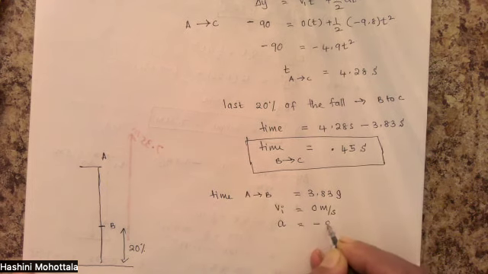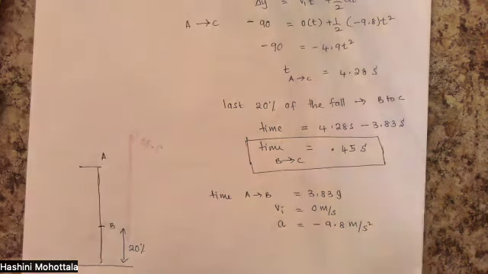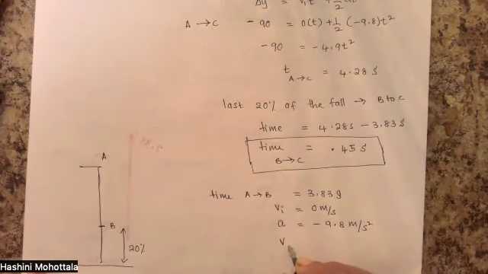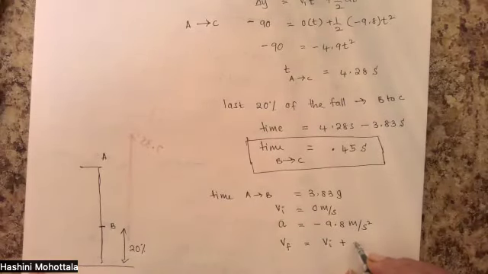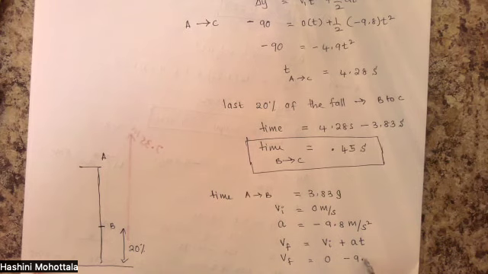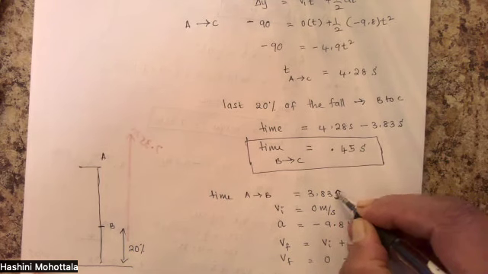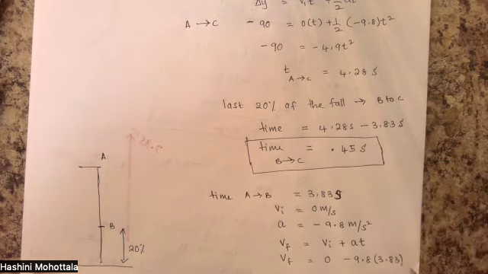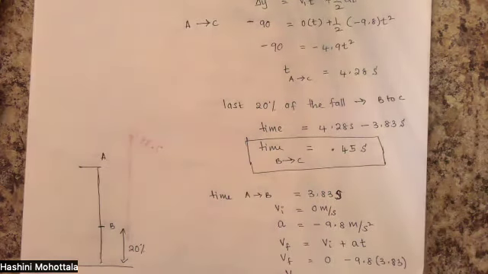Acceleration is negative 9.8 meters per second squared. So they all stay the same. And the only thing that we can do at this point is finding the final velocity, which is done by using the first equation. So final velocity equals negative 9.8 times the corresponding time, 3.83 seconds. And then you will get a negative value because it is pointed in the downward direction.